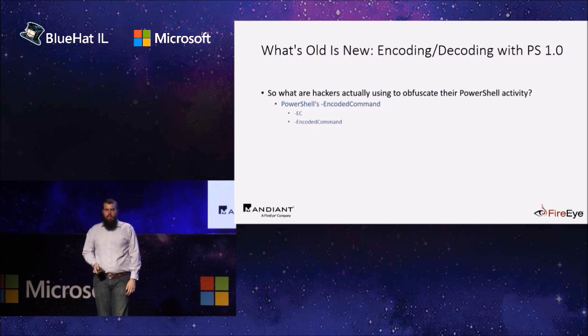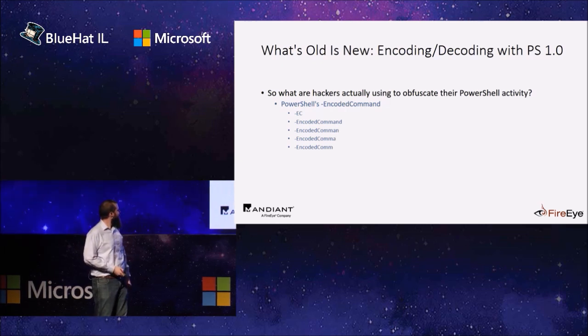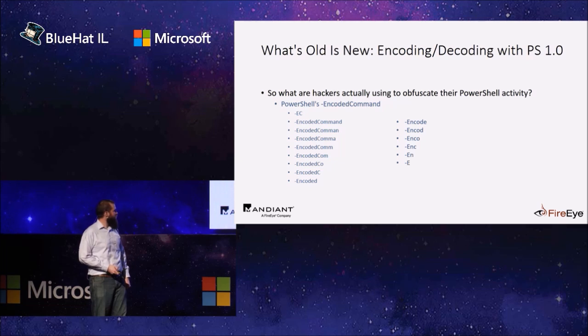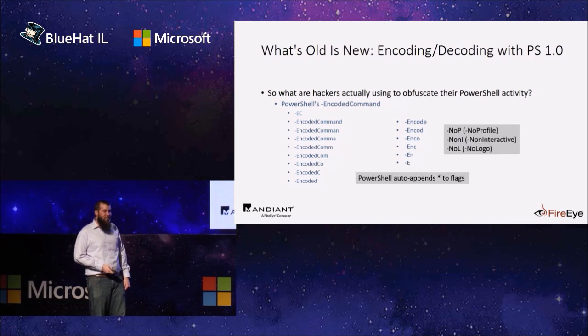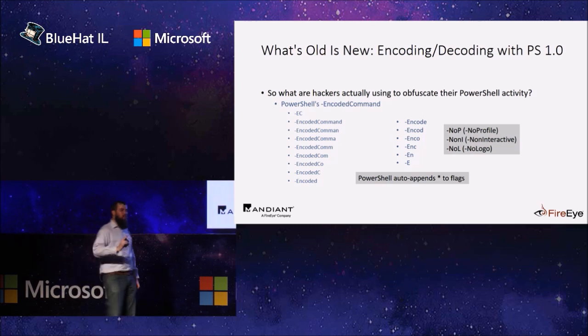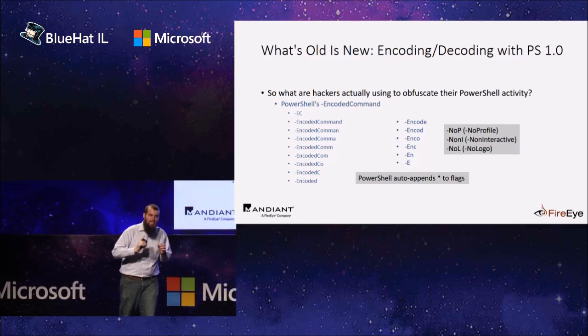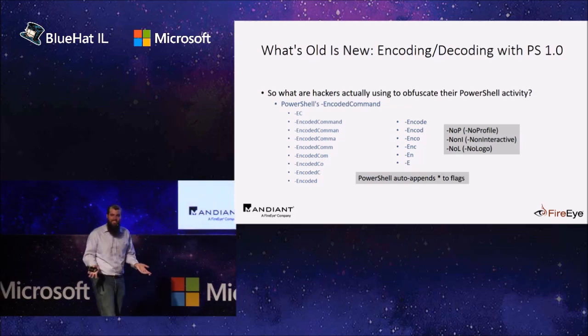PowerShell gives us EC and encoded command, but then they also give us that. And they keep going. They give us all of this because we need our options, baby. Now, why does this work? PowerShell auto-appends a wildcard to flags. Any function you're using, any commandlet, as short as you want to get that flag, as long as it returns a single object or matches a single argument, it works.